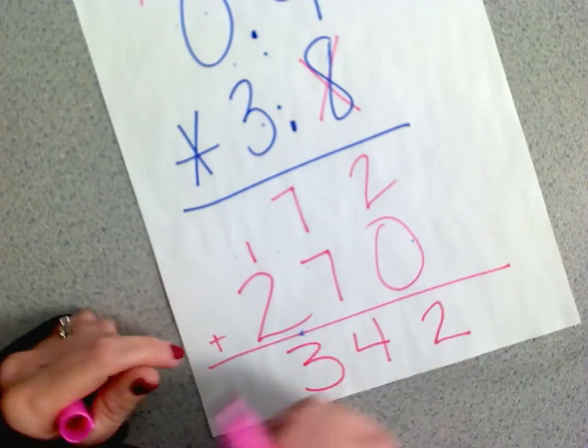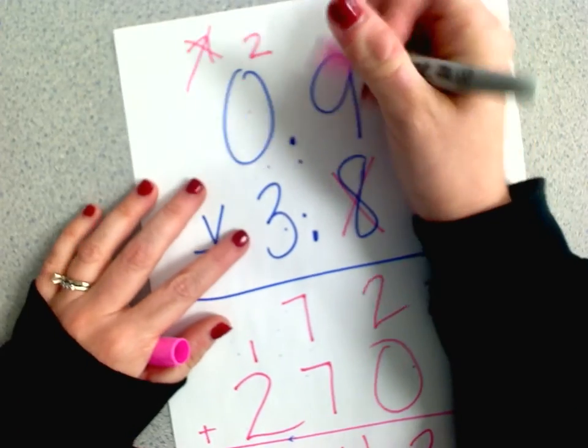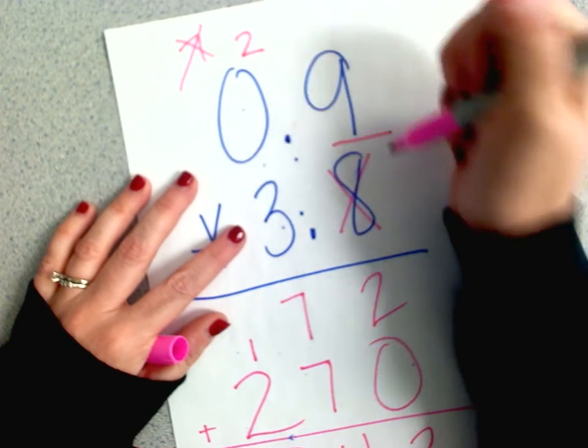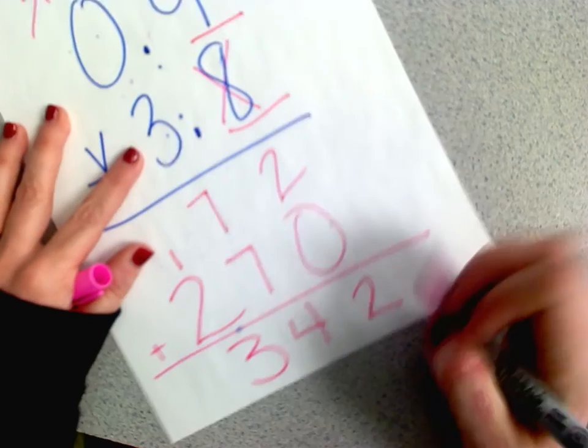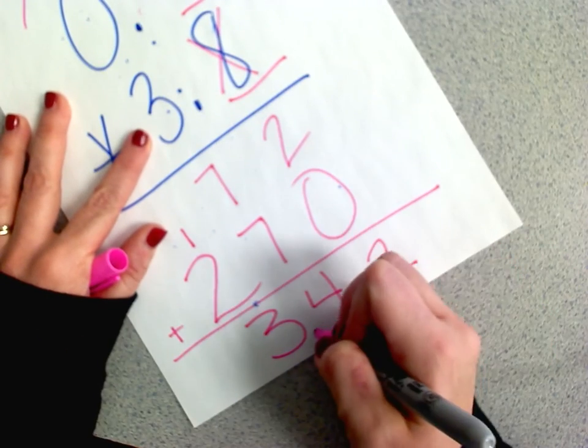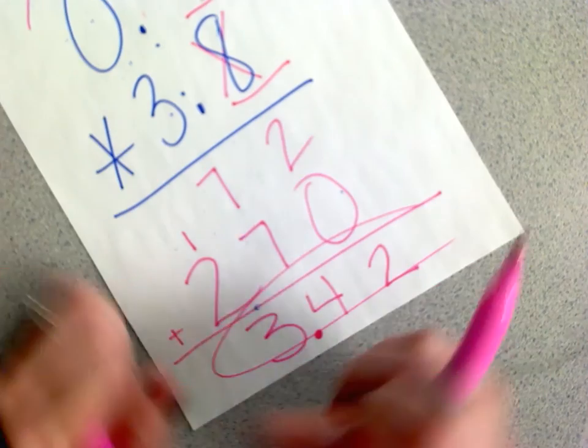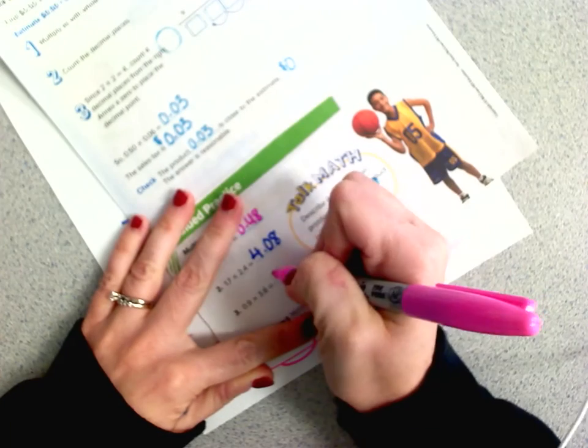All right, how many digits did we see after a decimal point here? Here's a decimal, 1 digit. Here's a decimal, 1 digit. 1, 2. So the answer is 3 and 42 hundredths.